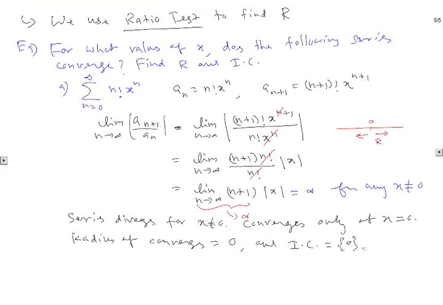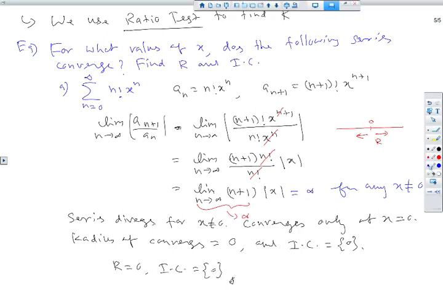So you see that there's only one point that's going to converge. The radius of convergence is 0. So sometimes we write this as r equals 0 and IC equals the set containing 0, we write it like that sometimes. Okay, so that's the first one. So you can see there's only one point that is going to converge. So let's look at another example.